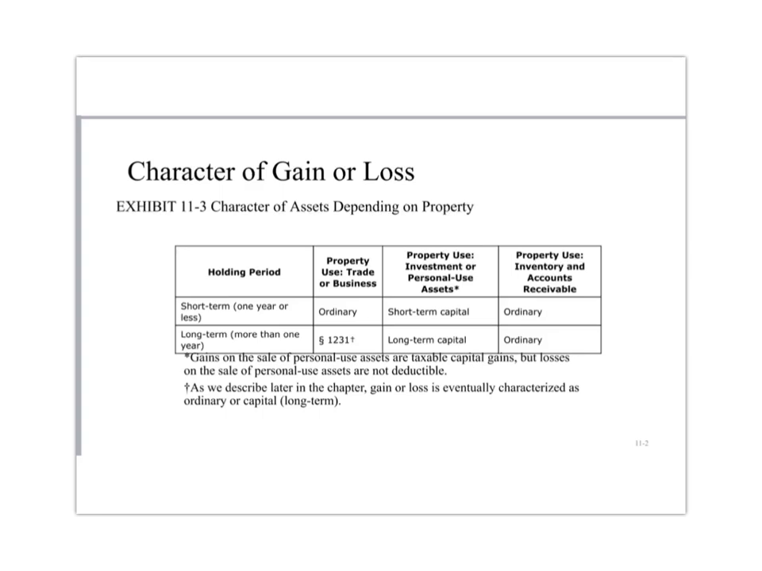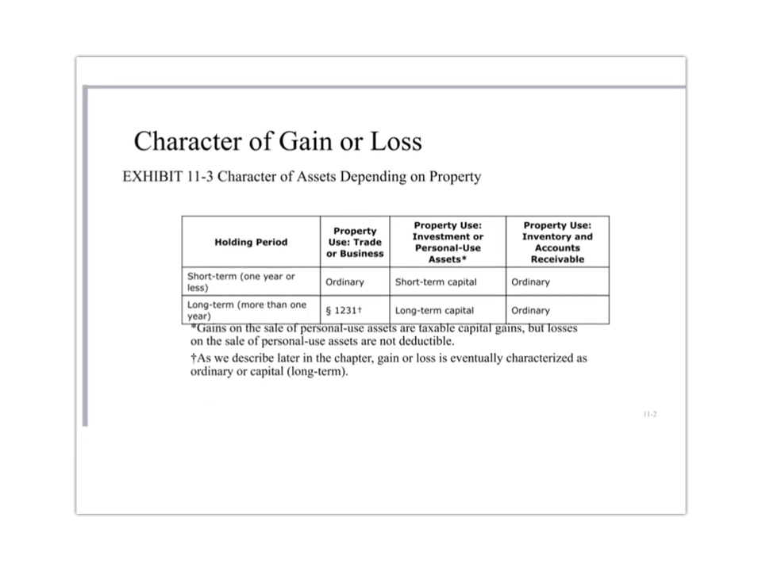All right, so we've talked before about the character of income and specifically the character of gains and losses. This slide kind of sums things up, but it also introduces the last topic that we're going to discuss, and that's section 1231.